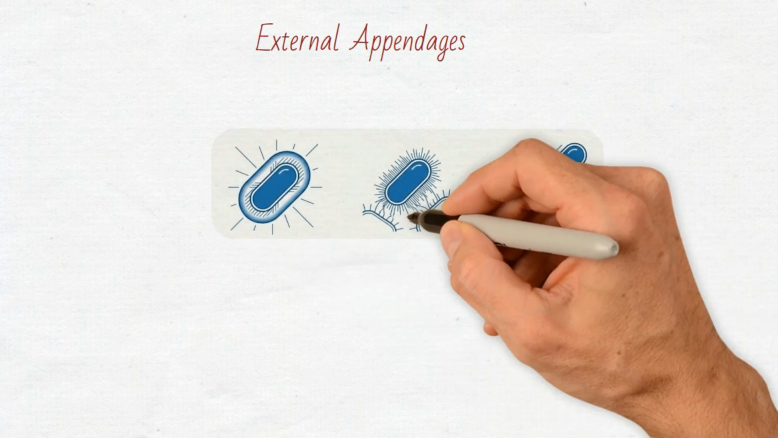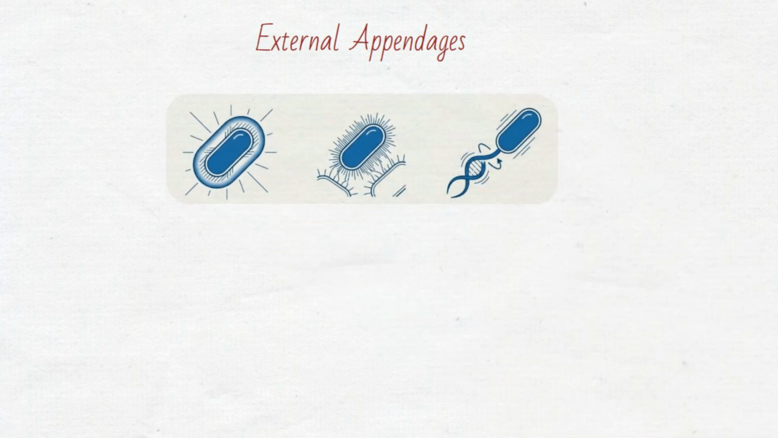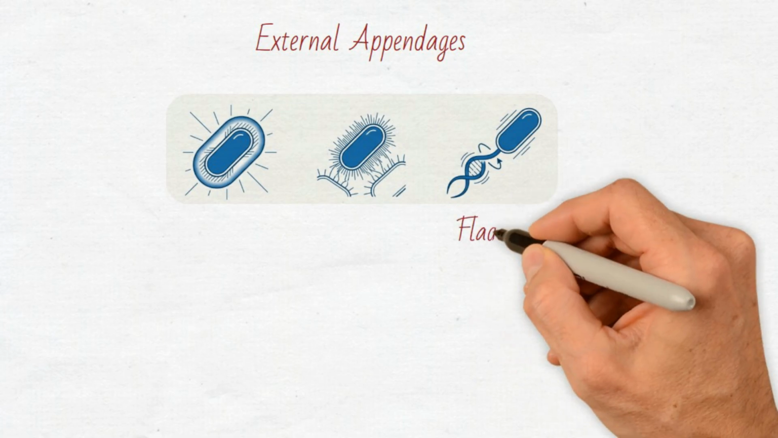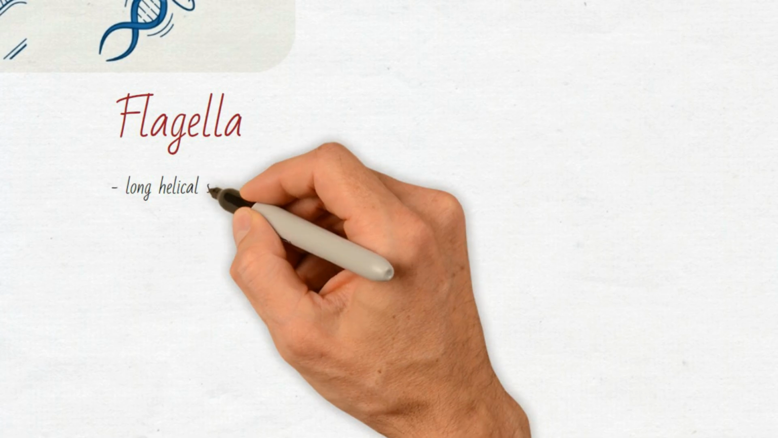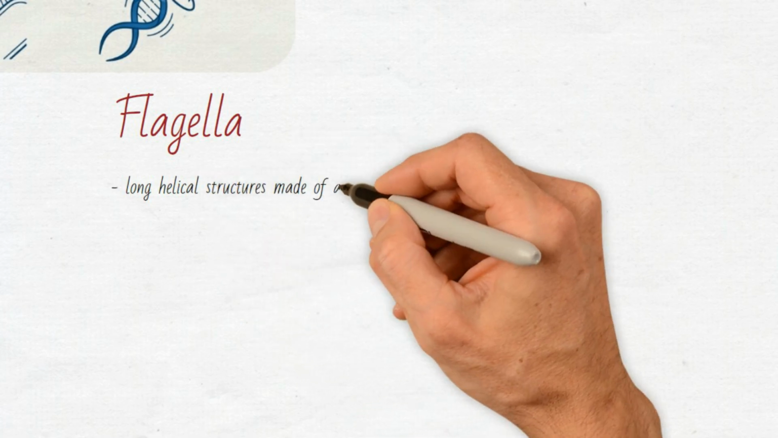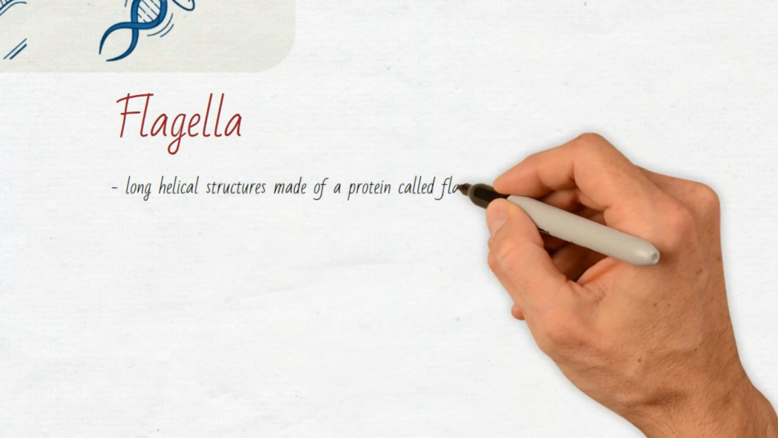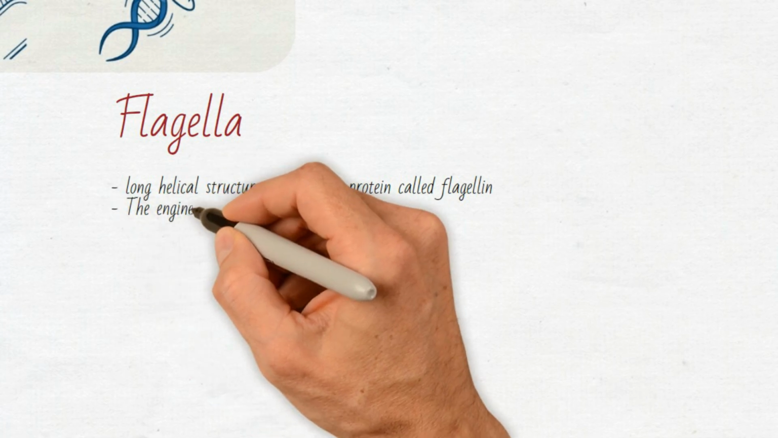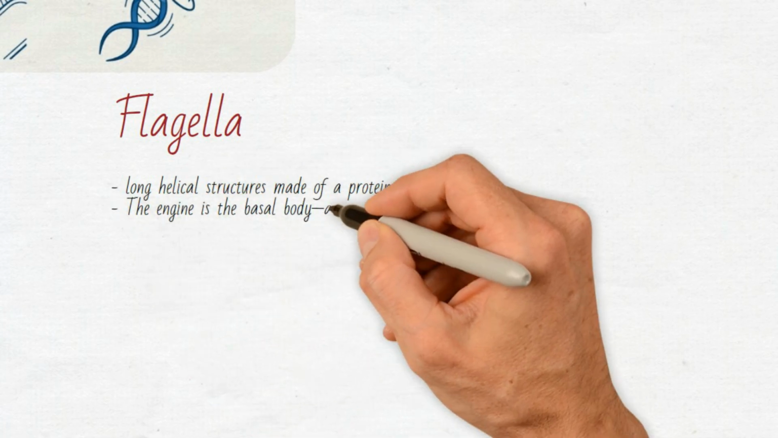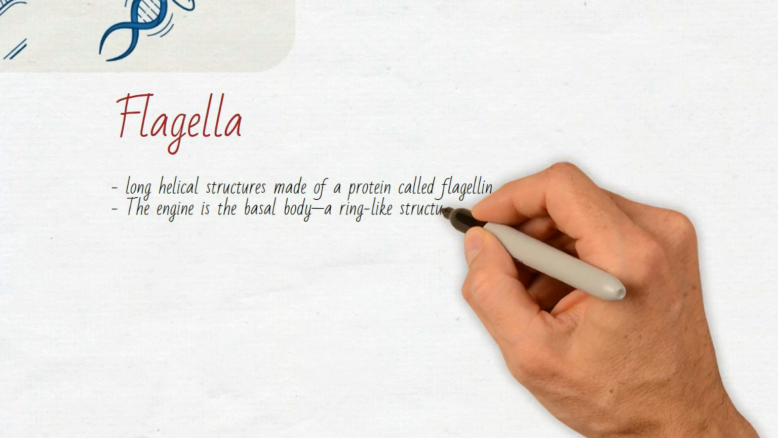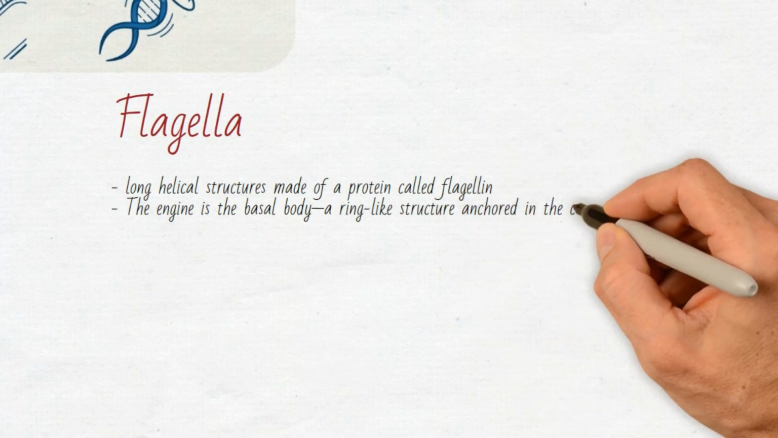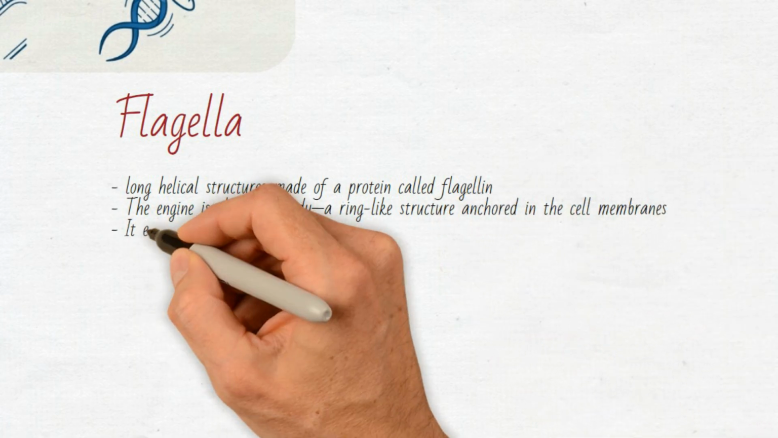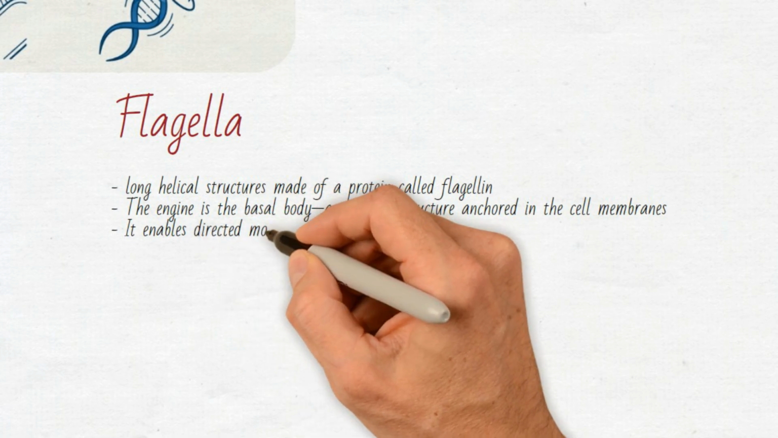External appendages. Moving beyond the cell envelope itself, bacteria have these external appendages for moving around and getting a solid foothold. Let's talk motility, that means flagella. These are long helical structures made of a protein called flagellin, and they're fascinating molecular machines. The engine is the basal body, a ring-like structure anchored in the cell membranes that rotates the whole filament like a screw propeller. It's often called one of the only true rotary motors in nature. Just stunning nanotechnology.